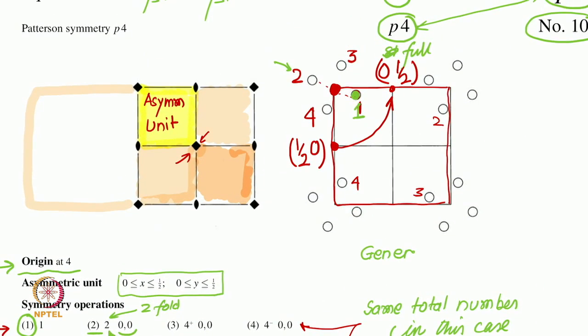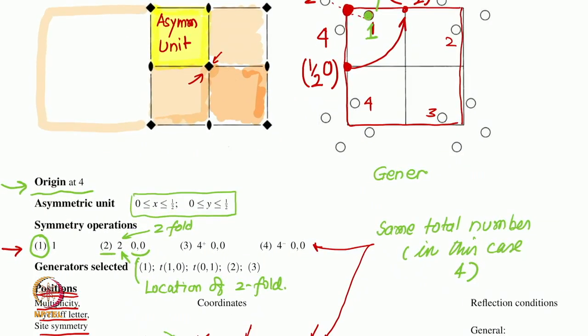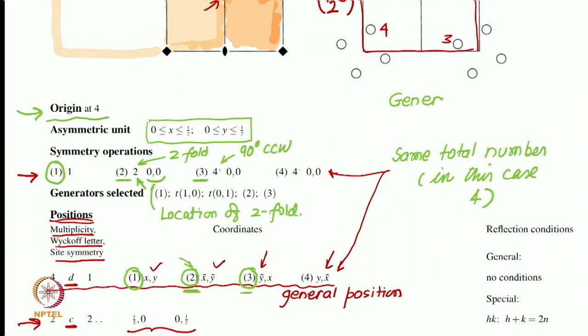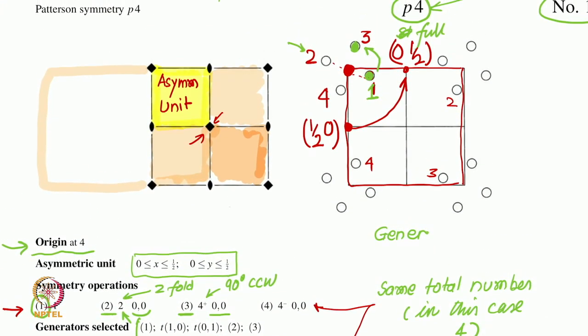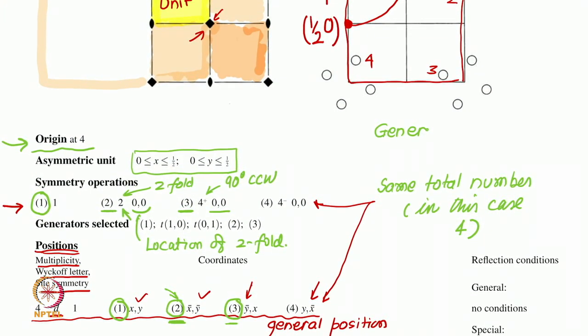3 is y bar, x. 3 was this. How will you get to 3 from 1? 90 degrees counterclockwise. That's the positive direction. So that is 4 plus. So you can see the third position corresponds to the third symmetry operation, which is 4 plus. And where is the location? The location is still 0, 0. All these operations are with respect to the origin. And finally, to go from 1 to 4, you have to go 90 degrees clockwise, which is negative. So this 4 is this 4. The 90 degree clockwise rotation is still at the location 0, 0.